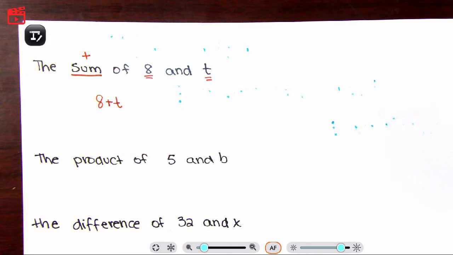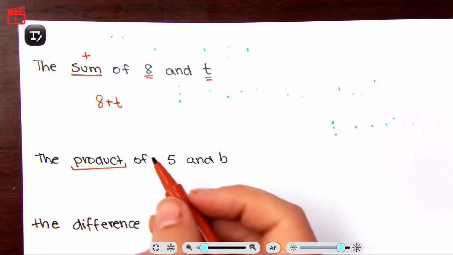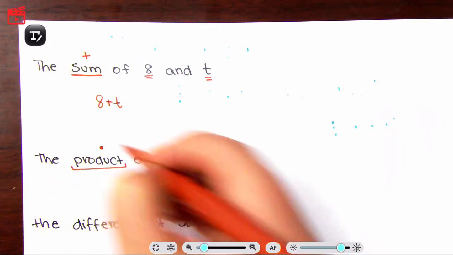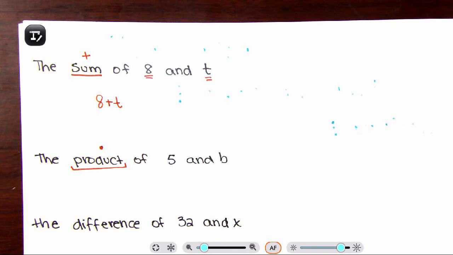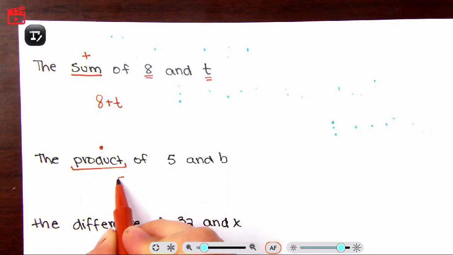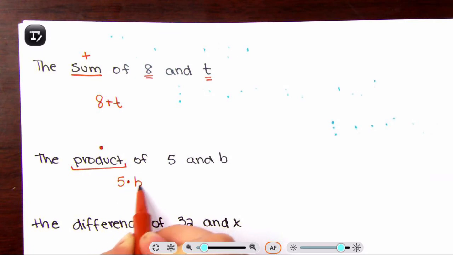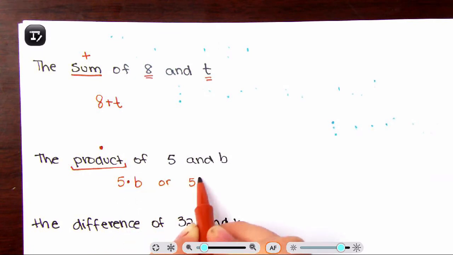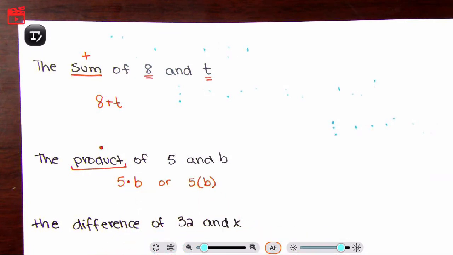All right, let's do another one. The product. Again, what does product mean? Look at your keyword cheat sheet. Product means multiply. So I'm going to put a little dot here. Don't write x because x is a variable. So the product of 5 and b means 5 times b, or you can write it as 5b. Up to you. And again, these are expressions because they do not have an equal sign.